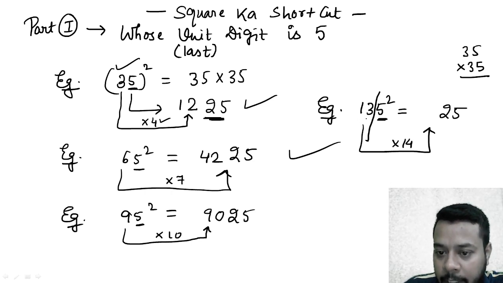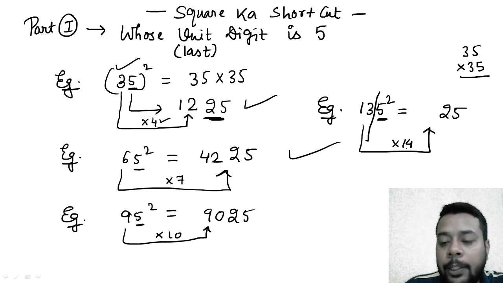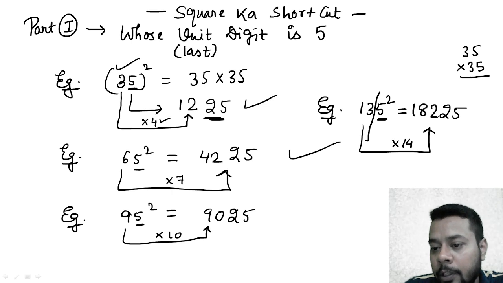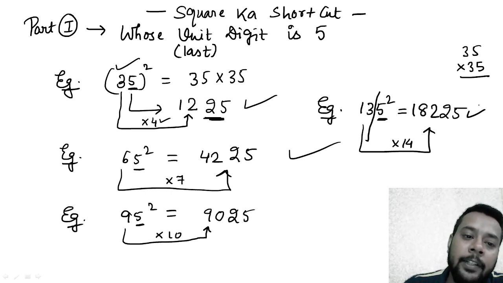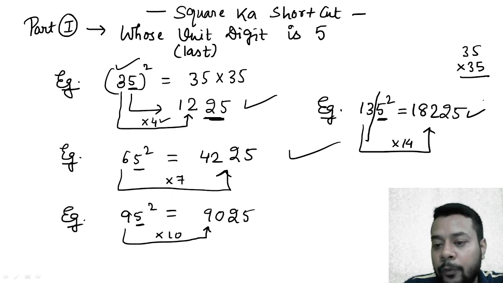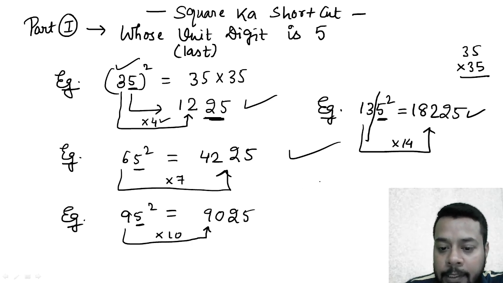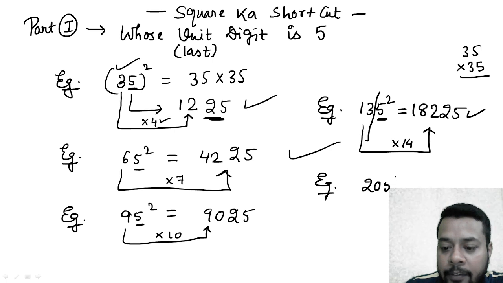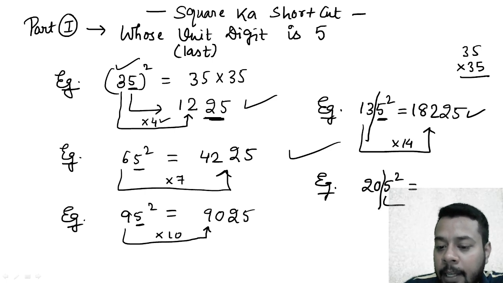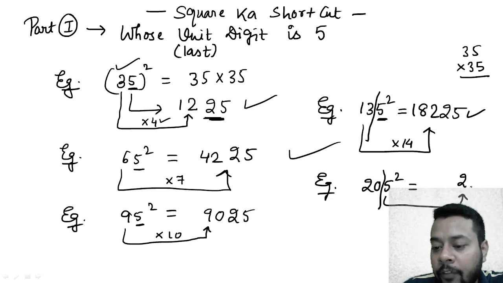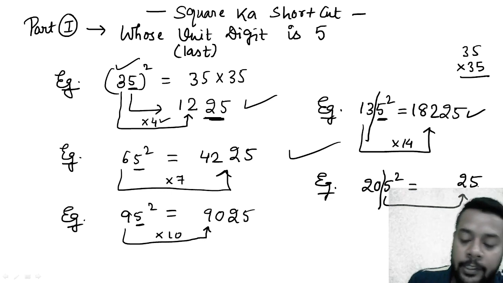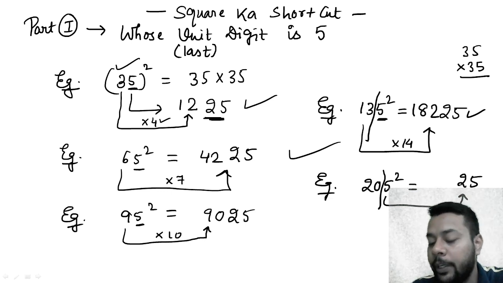This number 13 has to be multiplied with its next number 14. So what will be the value of 13 into 14? 169 plus 13, 182. So this is how we can find the square value. Similarly, if I tell you to find the square value of 205 square, so what you will do? Separate this 5, and seeing this last digit 5, write down 25 first.